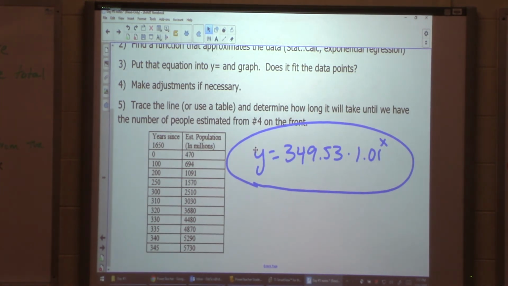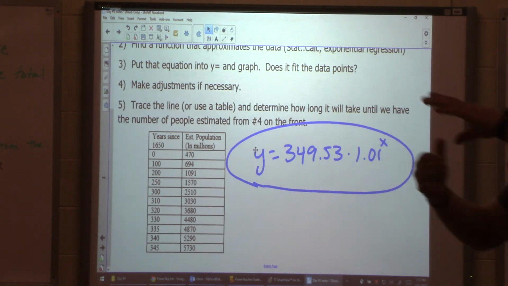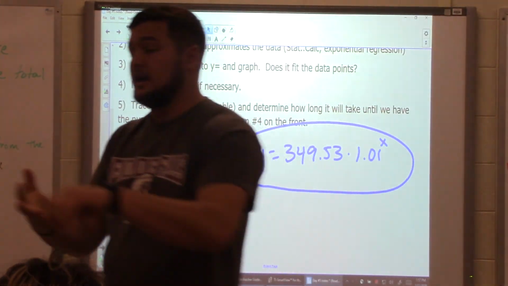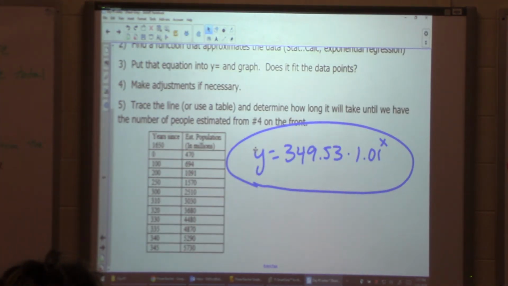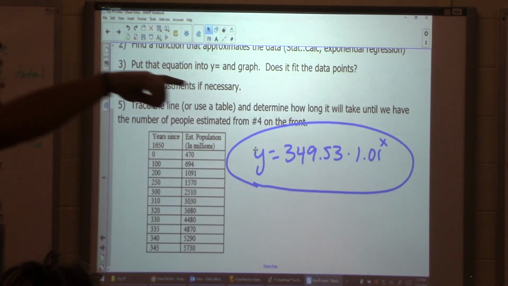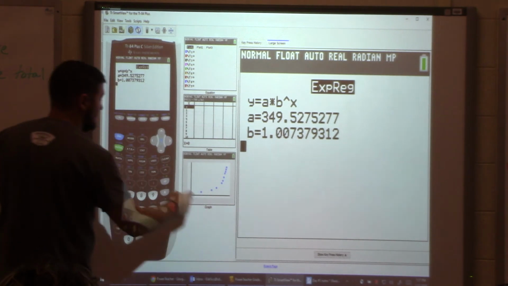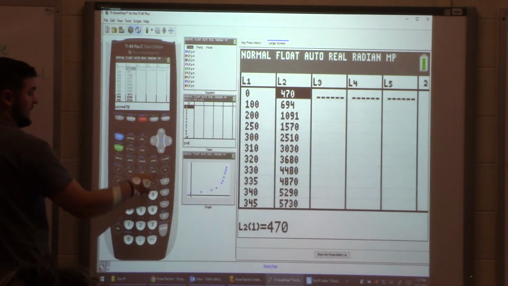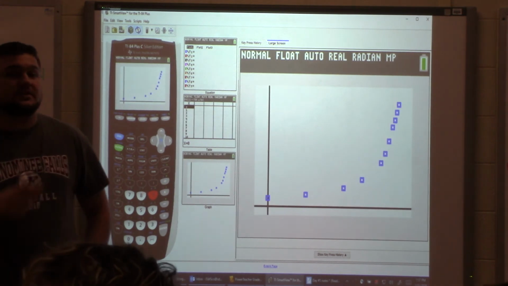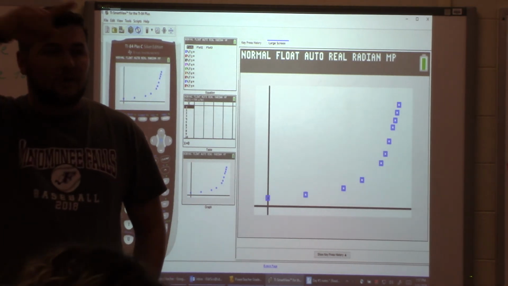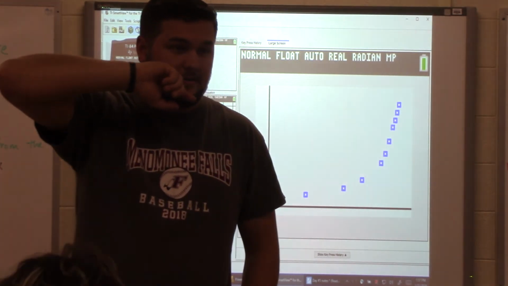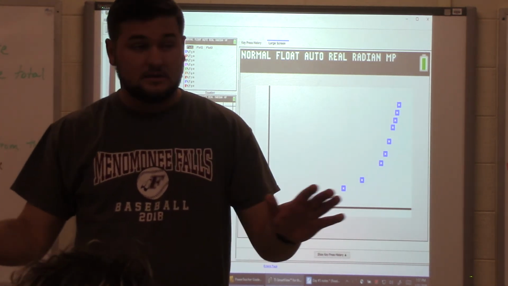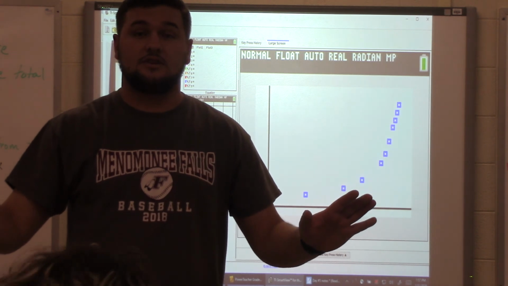That's all we need to do for our homework tonight. It's either going to tell us it's exponential and ask you for the equation, or it's going to ask, is this a linear or exponential regression? You need to plug it into the list, like we just did. You hit stat, edit, plug in your list, hit zoom 9, and you're going to be able to tell whether it's linear or exponential. Okay? Any questions?